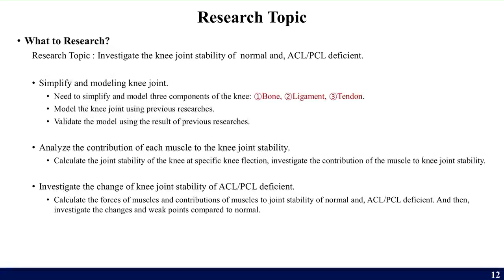And then I calculate the joint stability of ACL PCL deficient by changing the simulation parameters and investigate what is different and what is the weak point compared to the normal case. And this is my research plan, and thank you for listening.